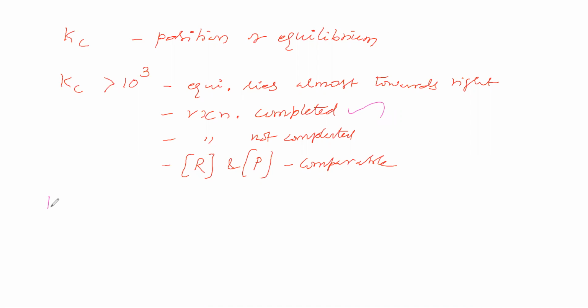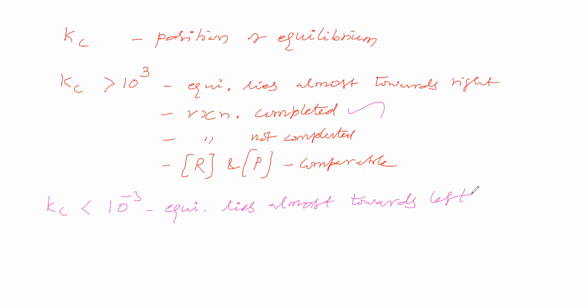If the equilibrium constant is less than 10^-3, experimental evidence says that equilibrium lies almost towards the left. If the equilibrium constant is less than 10^-3, equilibrium lies almost towards the left. What does it mean?